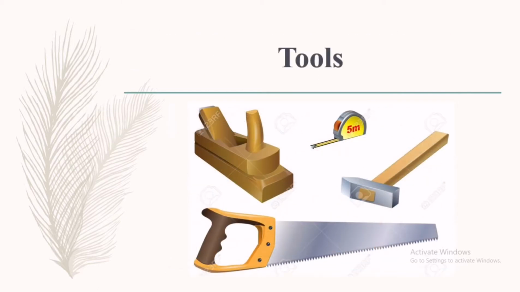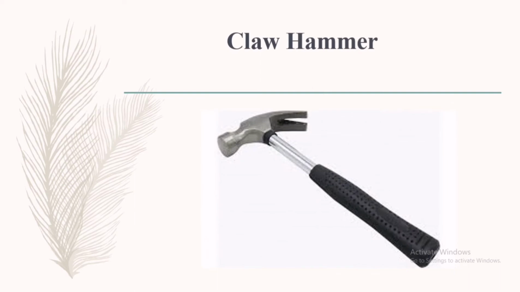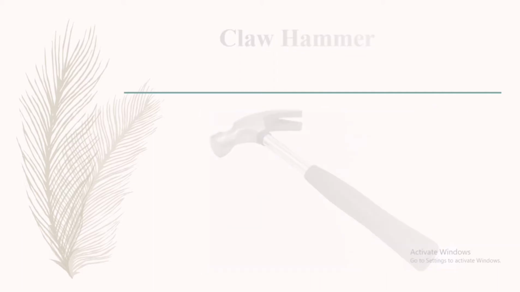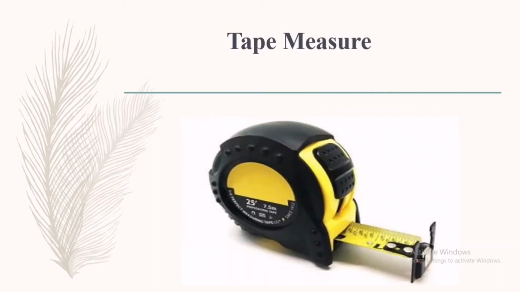Let us start with tools. First is claw hammer. Claw hammer is used to deliver an impact to a small area of an object. The main function of this in carpentry is for either driving or pulling nails in the woods. Next is tape measure. It is among the common measuring tools used today. This is of course used in carpentry to get proper measurement when cutting woods and other things that require measurement.